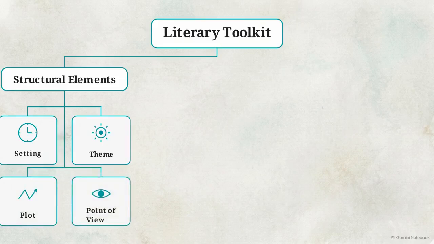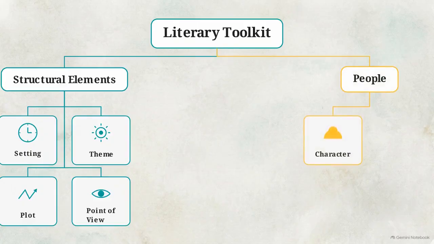Next, we must distinguish between the individuals in the story and how they are built. A character is simply a person playing a role. Characterization, however, is the actual method the writer uses to develop and manage that character for the reader.